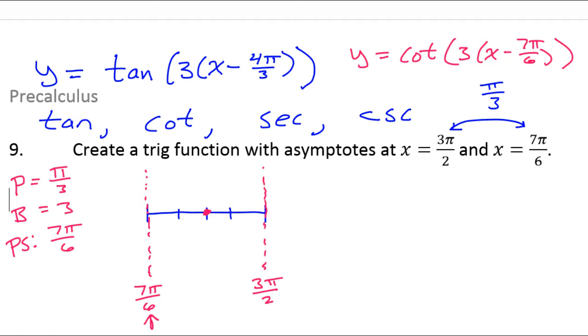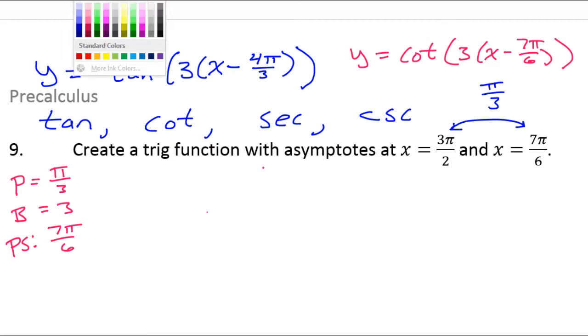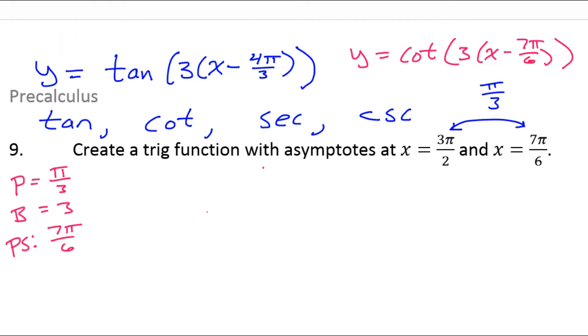Now what about secant? Let's play around with that. I'll keep going. I'm a glutton for punishment. I'll just go ahead and do all 4. What the heck? Alright, so let's do secant now.